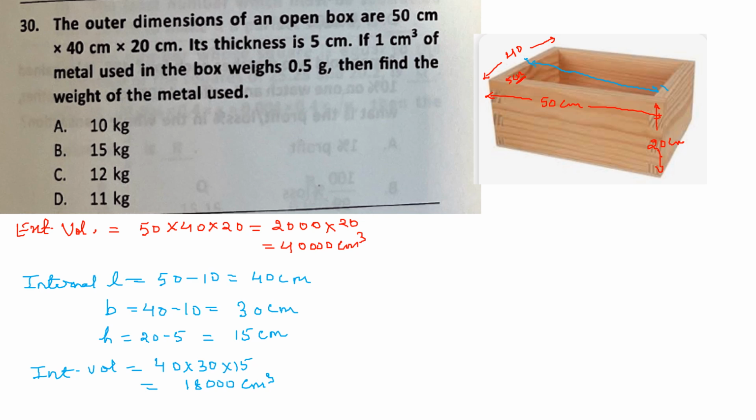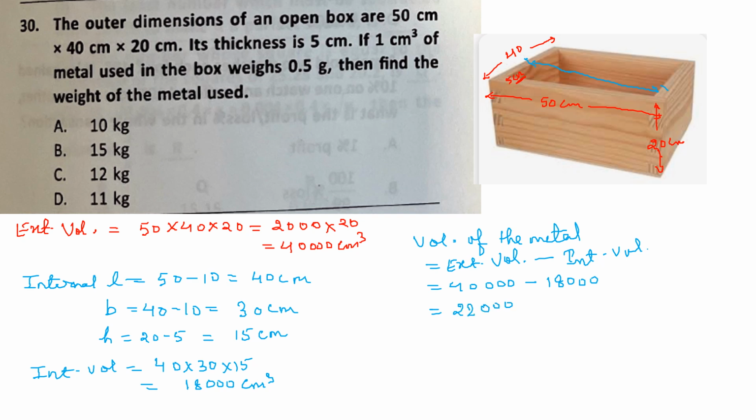Now next you have to find the volume of the metal. So volume of the metal will be external volume minus internal volume. So you have to subtract 40,000 minus 18,000, and if you subtract it, you will get 22,000 centimeter cube. So this is the volume of the metal.